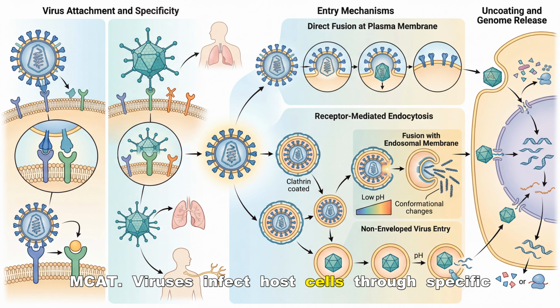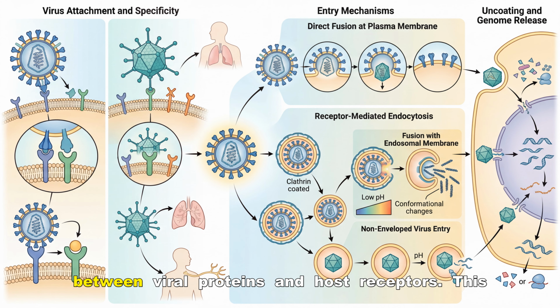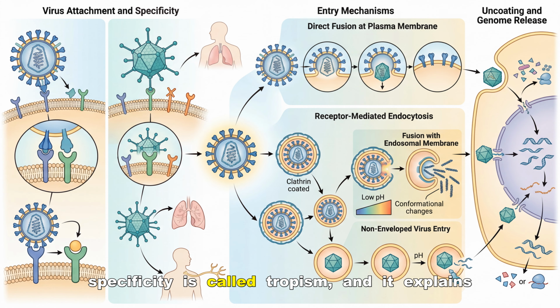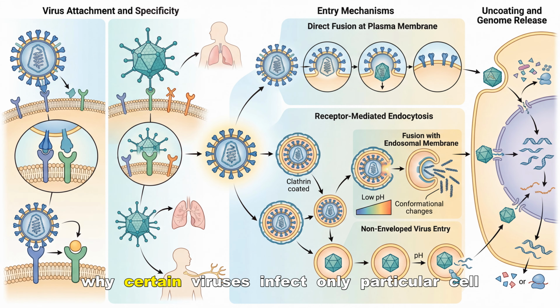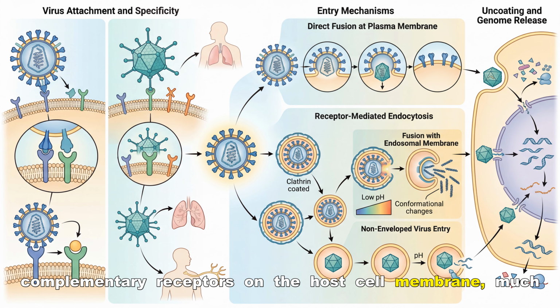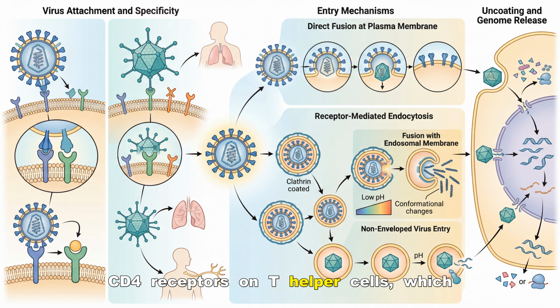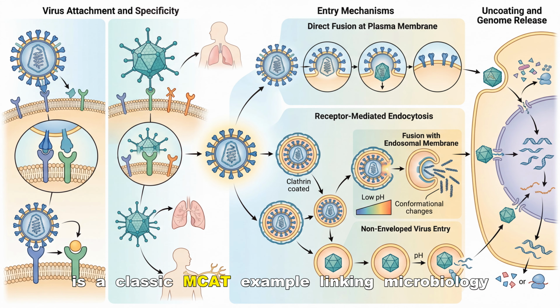Viruses infect host cells through specific attachment and entry mechanisms determined by interactions between viral proteins and host receptors. This specificity is called tropism, and it explains why certain viruses infect only particular cell types or species. The process begins with attachment, where viral surface proteins bind to complementary receptors on the host cell membrane, much like a lock and key. For example, HIV targets CD4 receptors on T helper cells, which is a classic MCAT example linking microbiology to immunology.